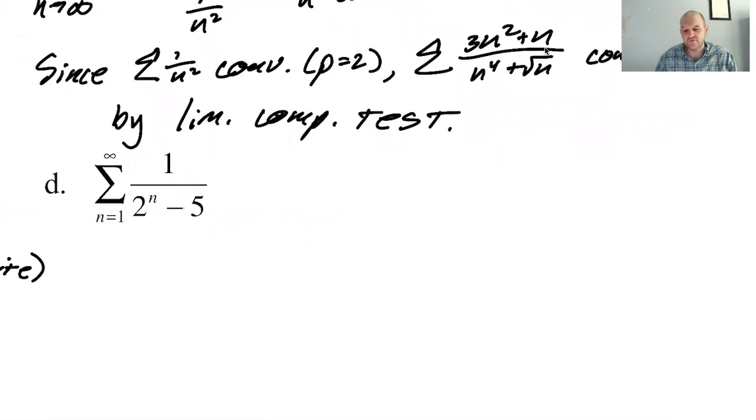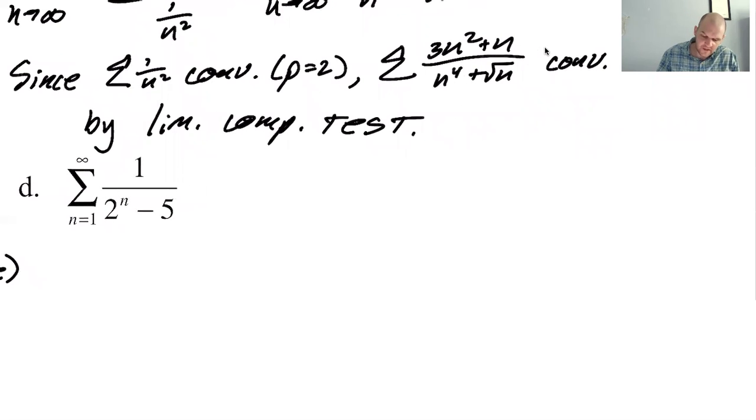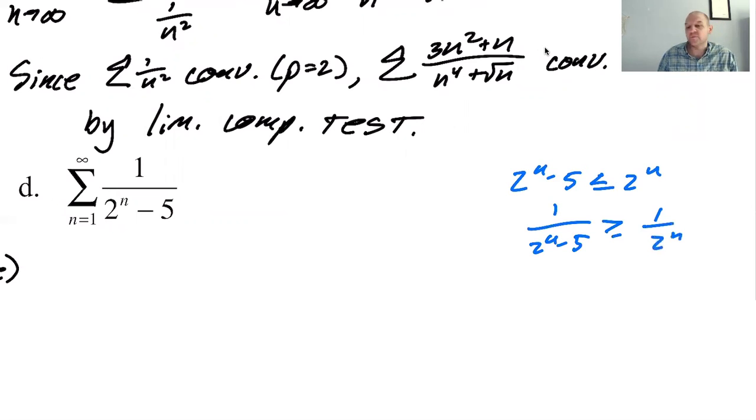So here's one, for example. If say you wanted to try to do direct comparison, you kind of immediately run into an issue because 2 to the n minus 5 is less than or equal to 2 to the n. So 1 over 2 to the n minus 5 is greater than or equal to 1 over 2 to the n. But the sum of 1 over 2 to the n is a convergent geometric. So since it converges, we would need it to be bigger so that it could trap the series we're working with. Limit comparison is going to get us around that.